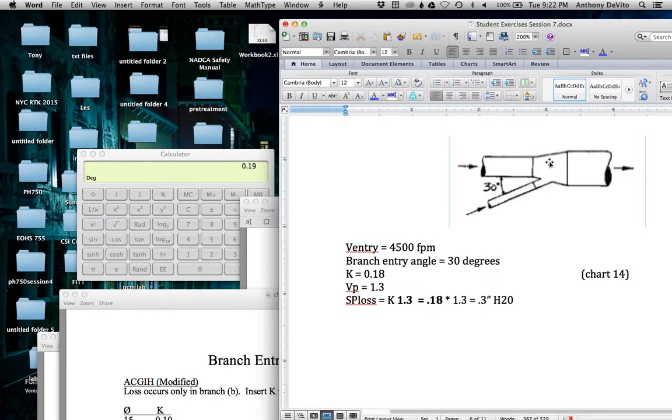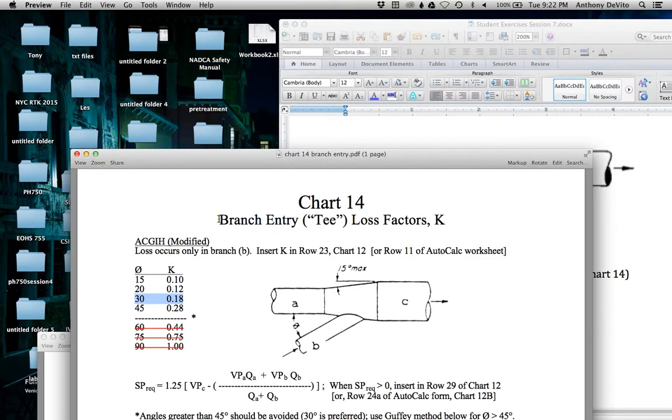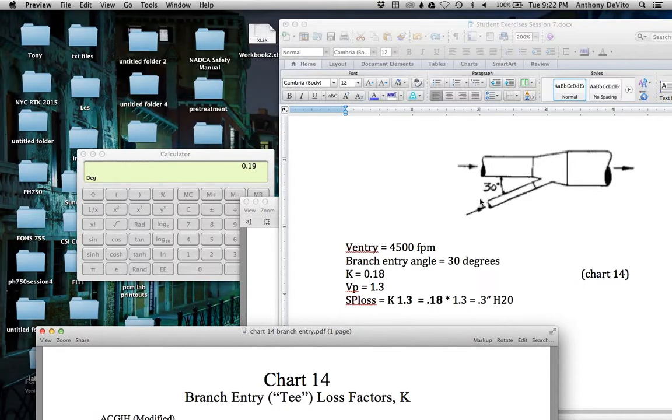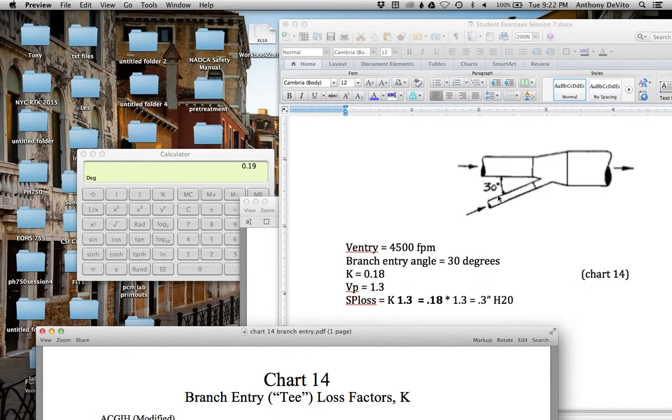Because the static pressure here has to be lower than the static pressure here for the air to move in that direction, right? And if you didn't lose a lot of energy, if this branch were 15 degrees instead of 30, then this would be 0.1 times 1.3, a tenth of an inch of water, let's say. So this would have to be just a little bit more negative than here in order for this to work. Just keep in mind, as you move through the exhaust system towards the fan, the static pressure gets more and more negative. And what determines how negative it has to be is how much frictional loss you have between the fan and the hood.